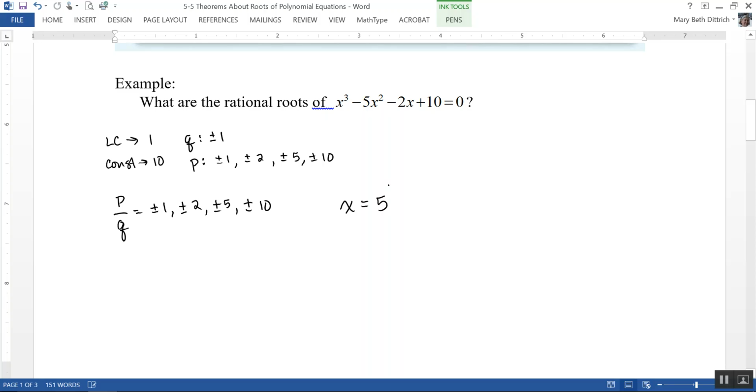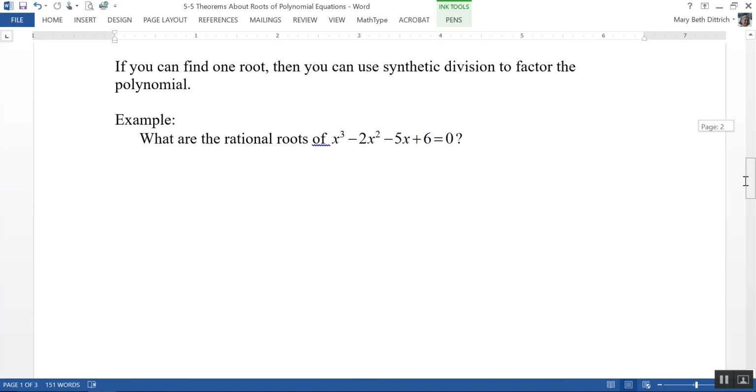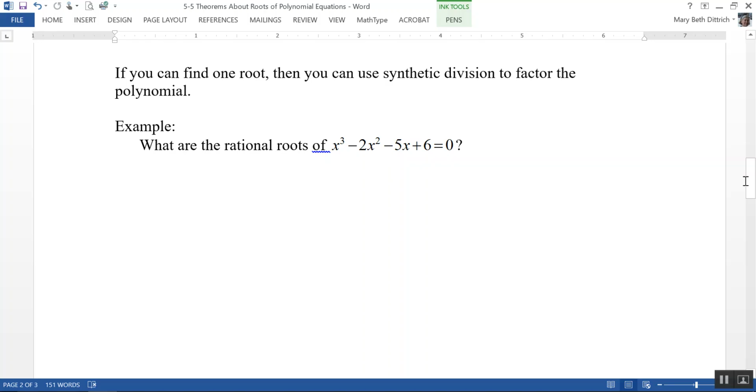Now, I could have chosen all sorts of numbers. The main benefit to using the rational root theorem is it helps you to narrow down the number of possible values that you'd have to try. If you can find one root of your equation, then you can use synthetic division to factor the polynomial.